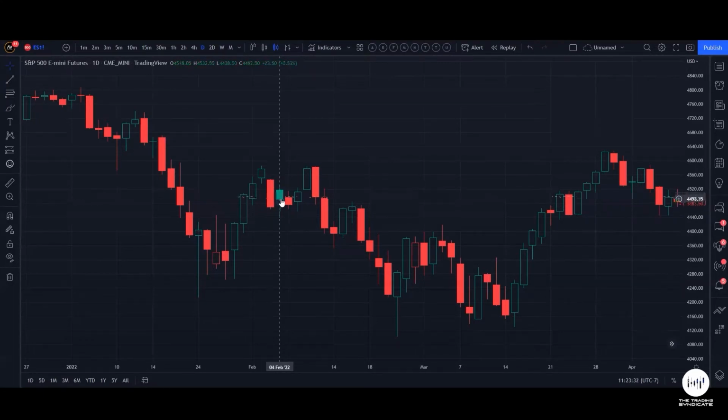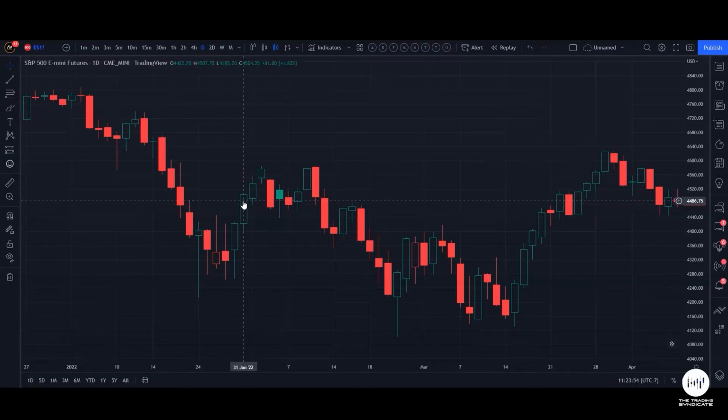Same thing goes for this candlestick right here. Even though it's green, it is filled, which means that price decreased from the open. So this candlestick opened at the top of the candlestick body at around a price of 4518 and closed at the bottom of the candlestick body at 4492.